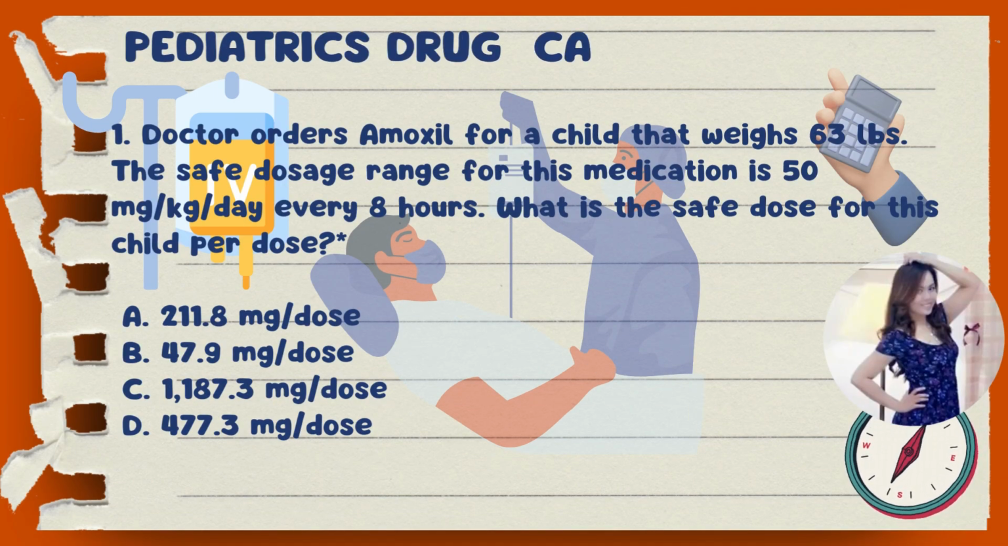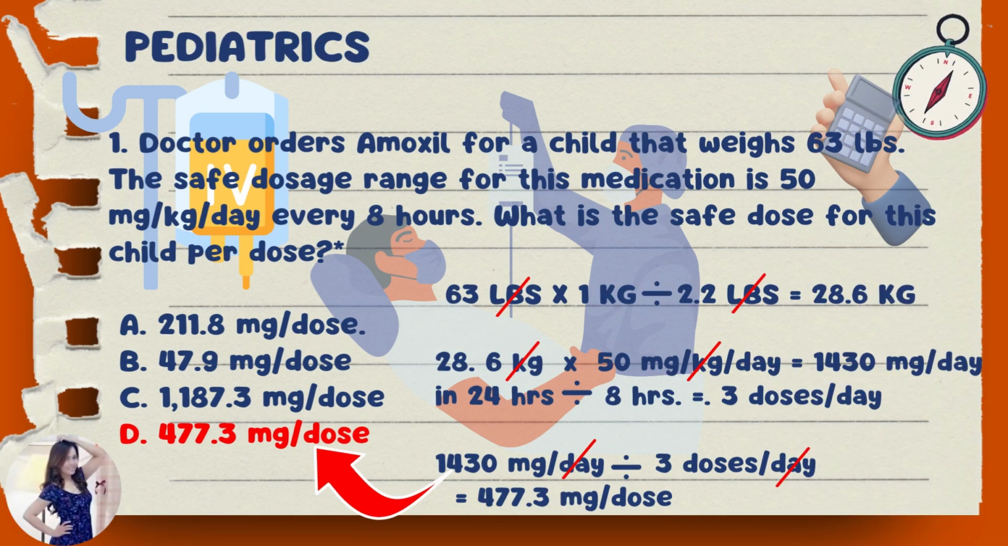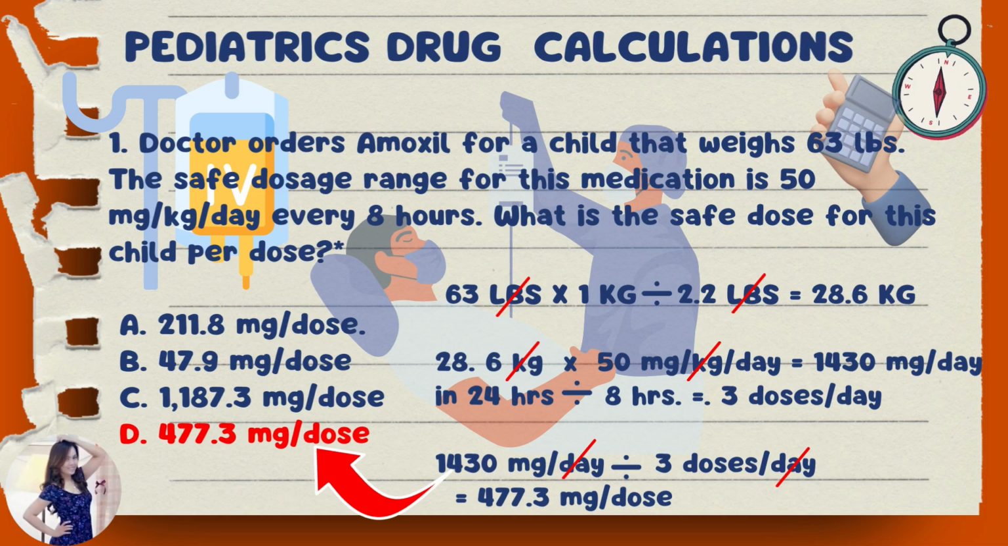Example: the doctor orders Amoxil for a child that weighs 63 pounds. The safe dose range for this medication is 50 milligram per kilogram per day, every 8 hours. What is the safe dose for this child per dose? A. 211.8 milligram per dose. B. 47.9 milligram per dose. C. 1187.3 milligram per dose. D. 477.3 milligram per dose. The answer is D, 477.3 milligram per dose.